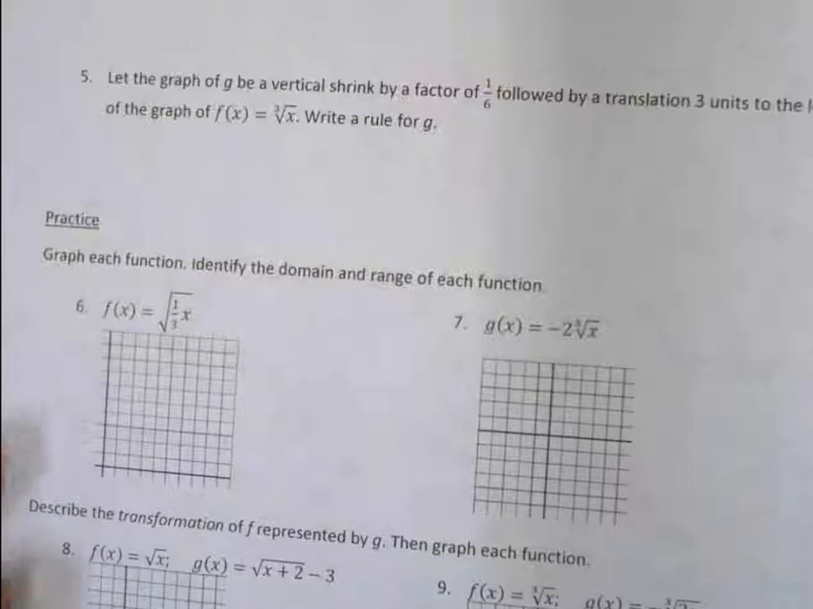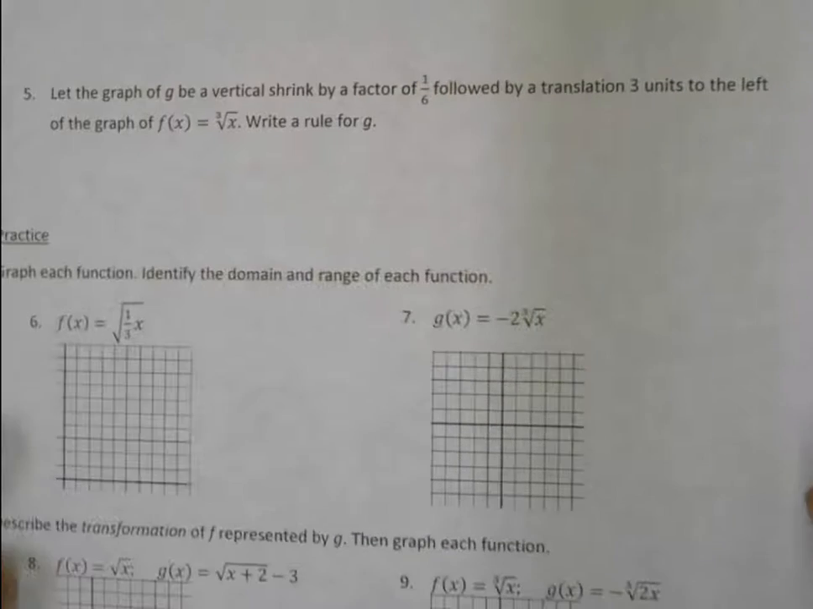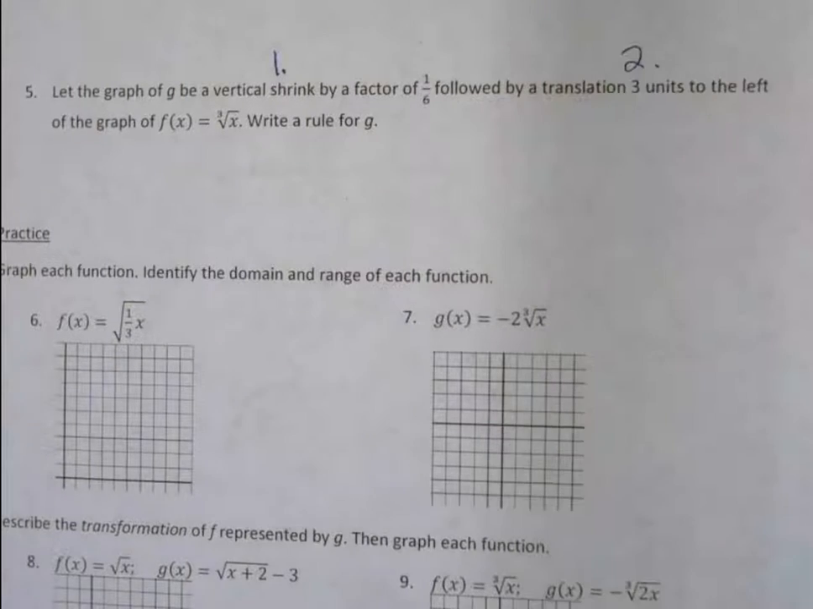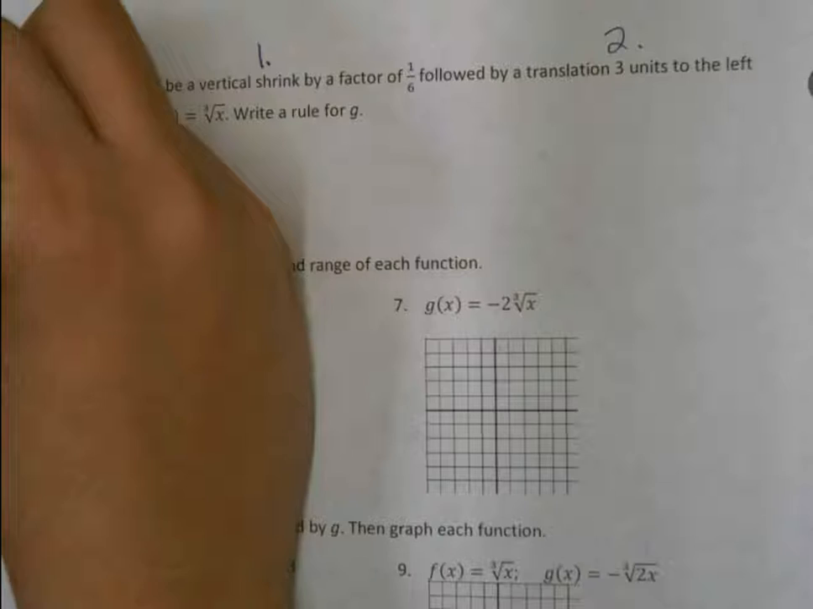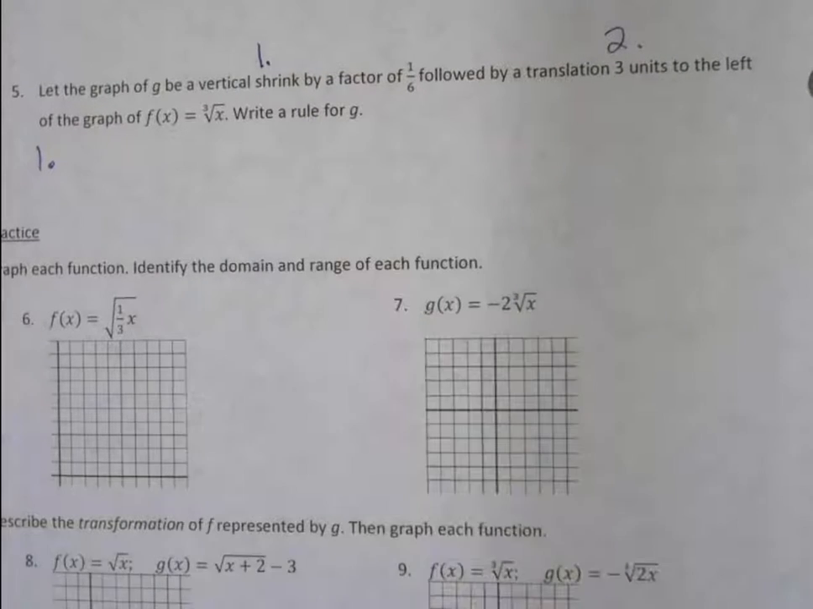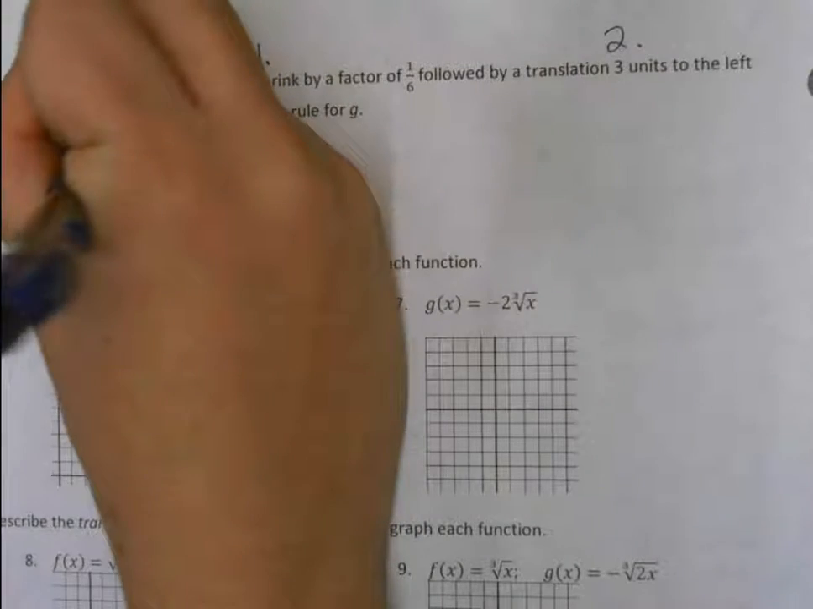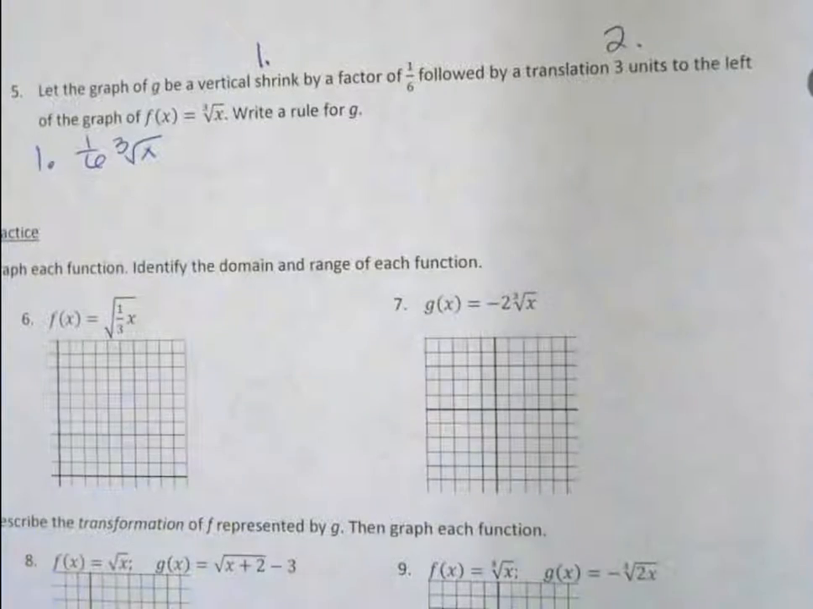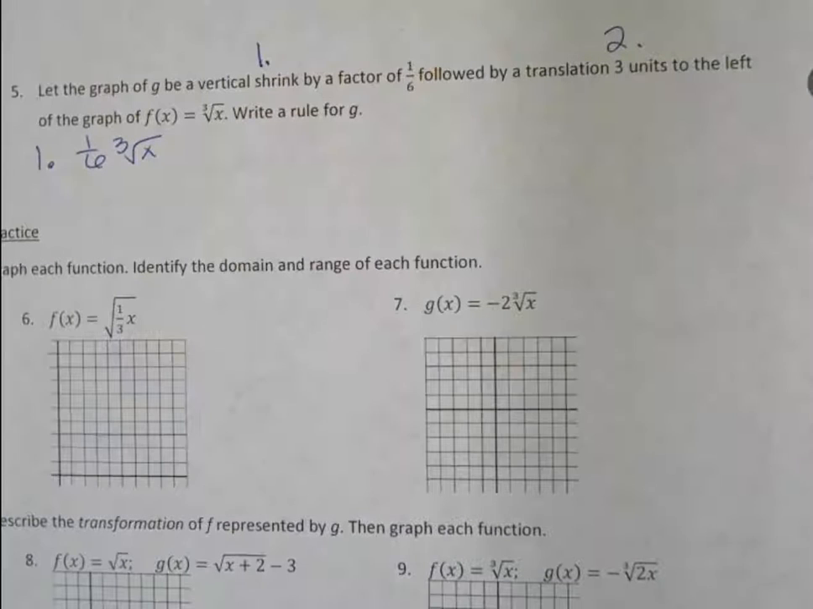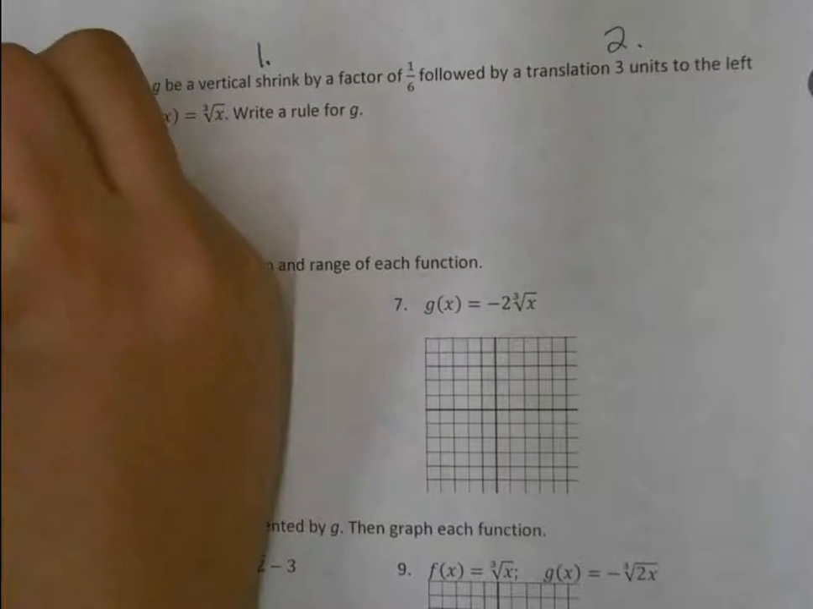Okay, so number 5 tells me the parent function and I need to change it. There's two changes going on. It's got the vertical shrink and then it's got the translation 3 units to the left. So my first change is a vertical shrink that gets multiplied out front. So I have 1/6 times, what was my original function? Cube root of x. So I don't need to change anything. I don't need to distribute because there's just the one term. And then the second one is 3 units to the left.